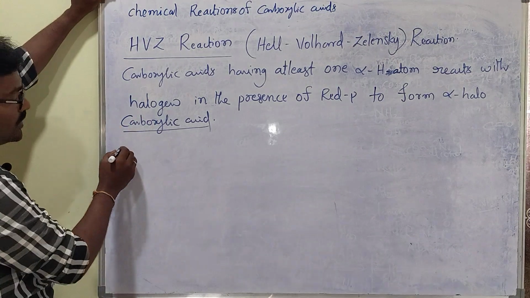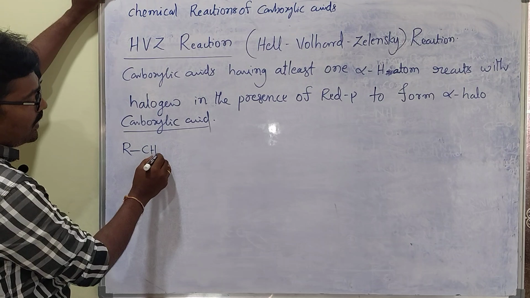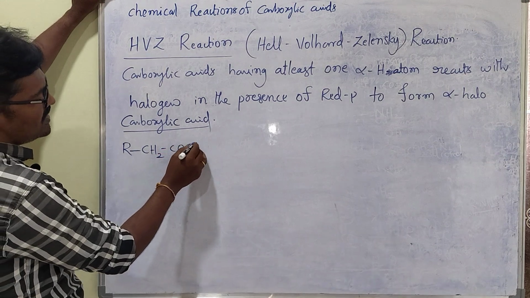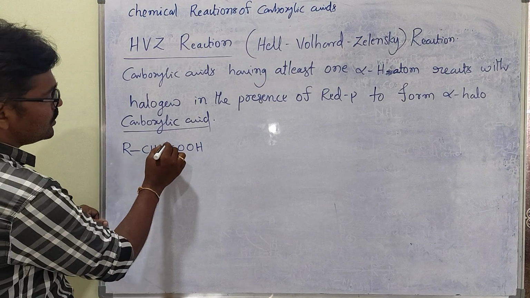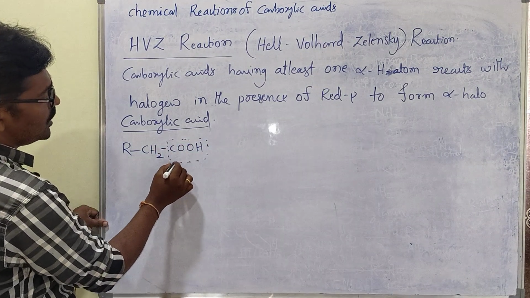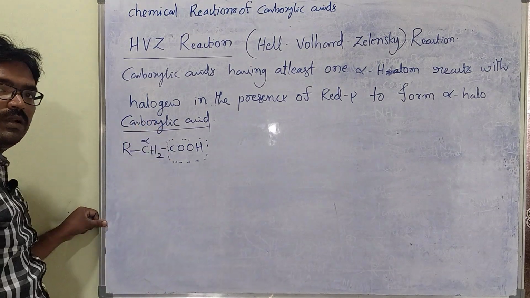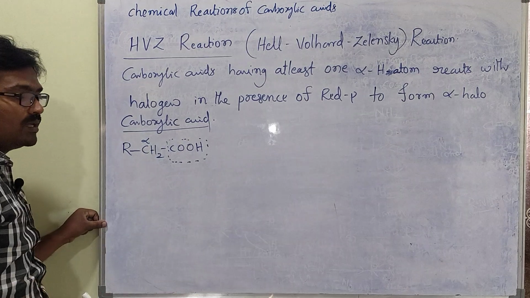What is that according to the statement? The carboxylic acid must contain at least one alpha hydrogen atom. What is the alpha hydrogen atom? Sir, this is the carboxylic acid group. The carbon attached to the functional group we call the alpha carbon. Once the alpha carbon has a hydrogen atom, we call it an alpha hydrogen atom.